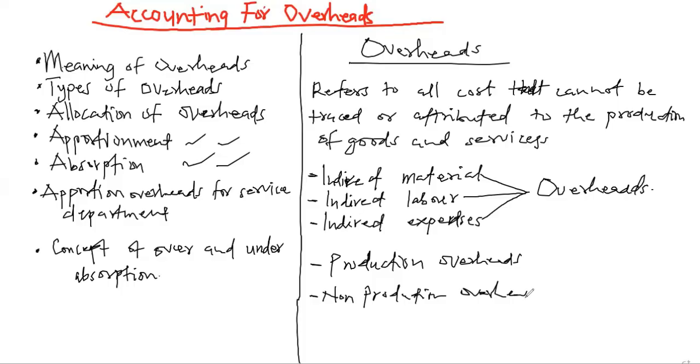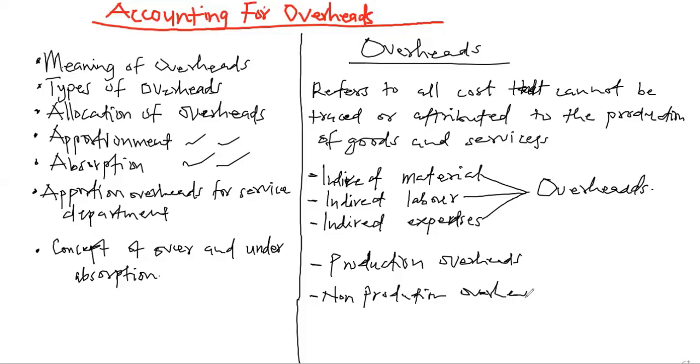So then we move to the non-production overheads. The non-production overheads are overheads that have no bearing on the production process. They do not form part of the cost of the product, since they are incurred after production has taken place. That is, the cost is incurred after production has already taken place. It is not incurred in the production process.